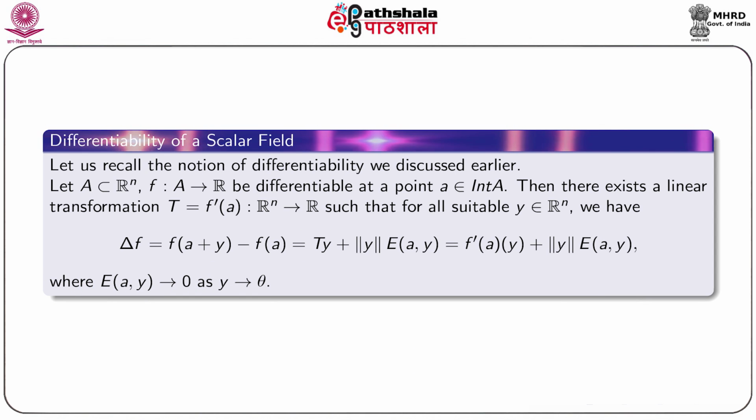Let us recall the notion of differentiability of a scalar field. Let S be a subset of Rn, f a scalar field defined on the set S. We further assume that f is differentiable at a point A, which is an interior point of the set S. Then there exists a linear transformation T, which we usually denote by f dash A, from Rn to R, such that for every suitable y in Rn, we can express the increment of f, f of A plus y minus f of A, equal to f dash A of y plus norm y times E(A, y), where E(A, y) is the error term which tends to 0 as y approaches the origin.